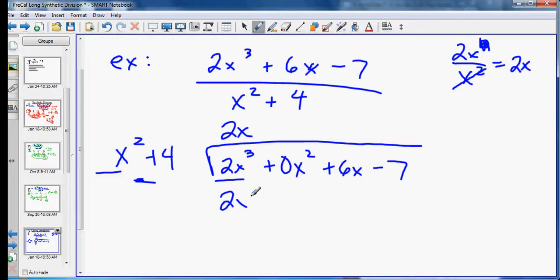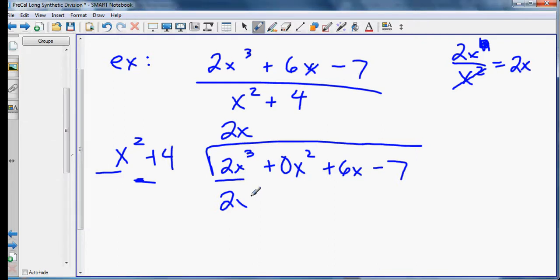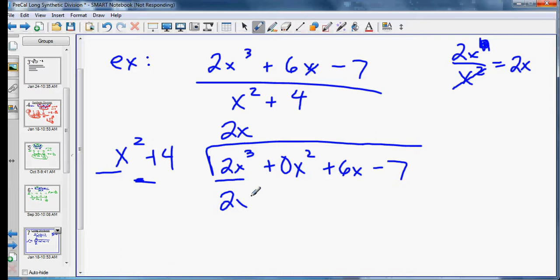Alright. So again, we're multiplying. So we have 2x times x squared. That gives us 2x cubed. And then 2x times 4 is 8x. Now notice, I'm going to put that over here because I want to keep the like terms together. So since 2x times 4 is 8x, I'm just going to keep in line with the x's. So I divided, then I multiplied, now I subtract.